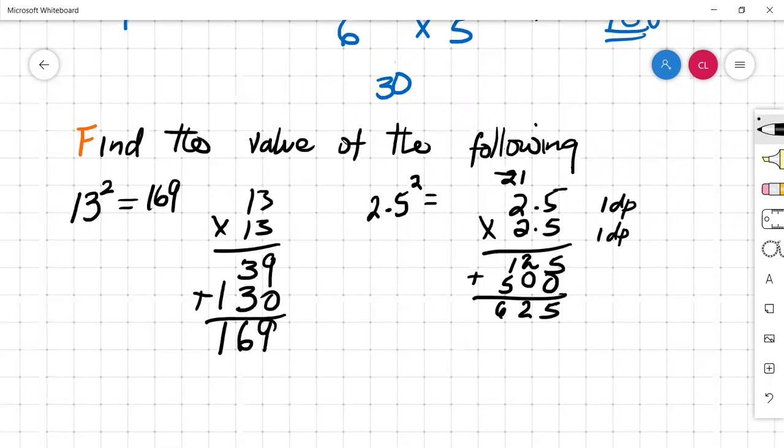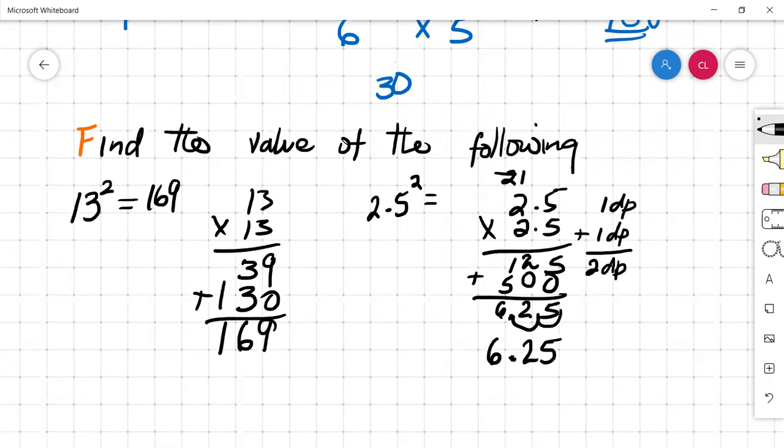Now I have these decimal places here, so I need to have 2 decimal places in my answer. 1, 2. So my answer would be 6.25. So that's how we would say it properly.